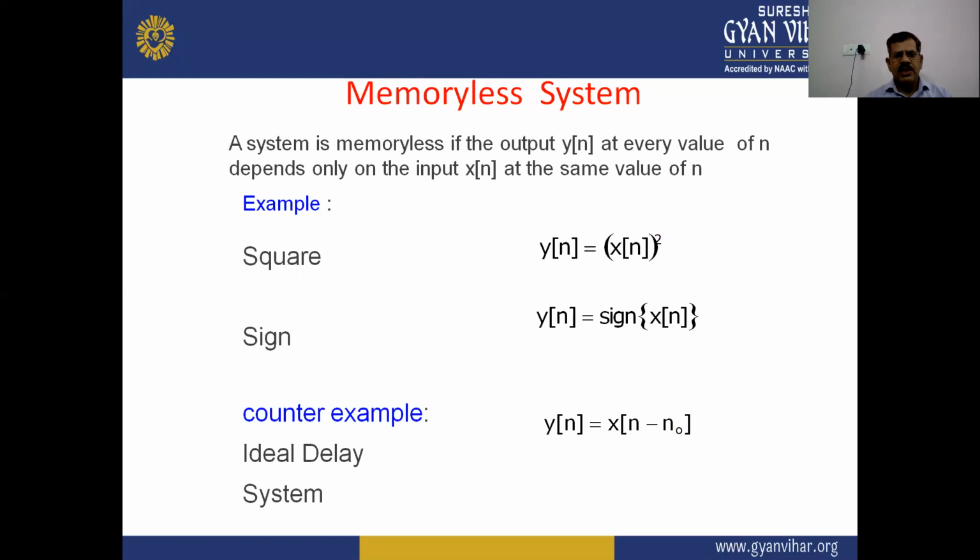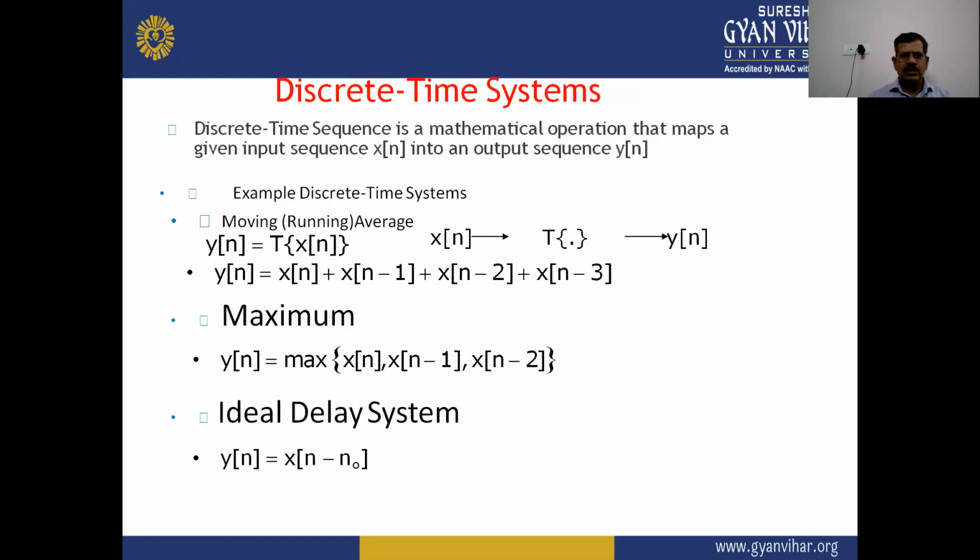Next one is the memoryless systems. A system is memoryless if the output y[n] at every value of n depends only on the input x[n] at the same value of n. For example, square: y[n] = (x[n])^2, and sine: y[n] = sin(x[n]). And a counter example, the ideal delay system y[n] = x[n - n0].